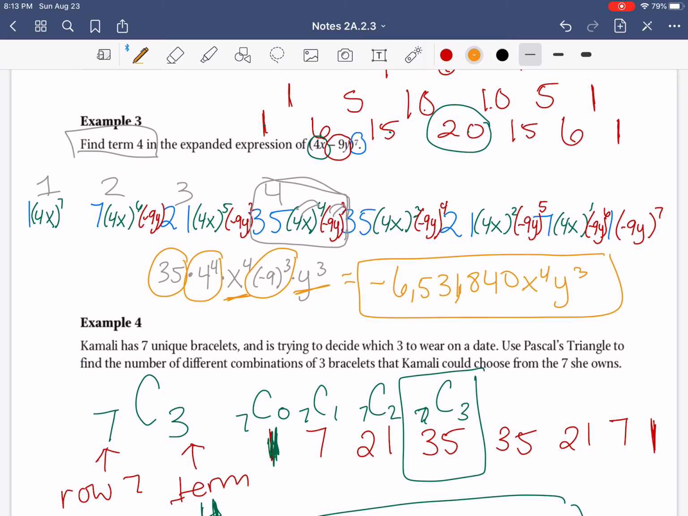So I don't want to multiply out any of the other ones because those are super big numbers. So I just list out all of them, but then I just go to term 4 because that's the one they want, and that's the only one I multiplied out. So it was 35, and then the 4, the exponent got distributed, so 4 to the 4th, x to the 4th, and then the 3 got distributed, so negative 9 cubed, y cubed. Multiplied out my 35, 4 to the 4th, negative 9 cubed. You could do it all on your calculator even, but it's negative 6,531,840, and then x to the 4th, y cubed.